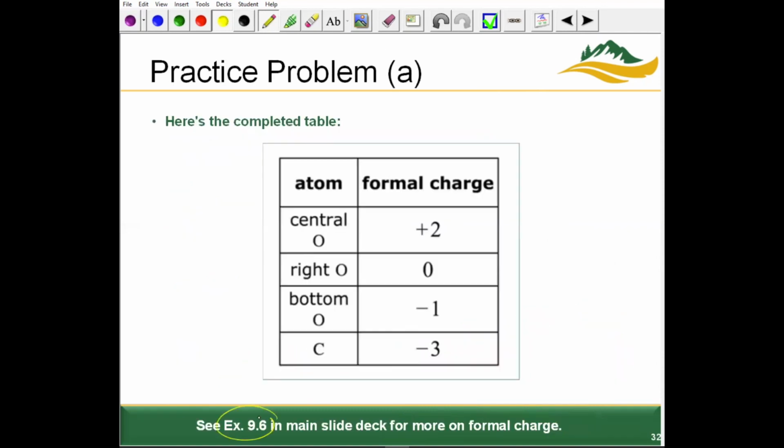Check out example 9.6 for more on formal charge, and definitely go back and try more Lewis dot structure practice. The best way to get comfortable drawing Lewis dot structures is to practice, practice, practice. So try to take any formula, see if you can draw a Lewis dot structure that makes sense for that formula.